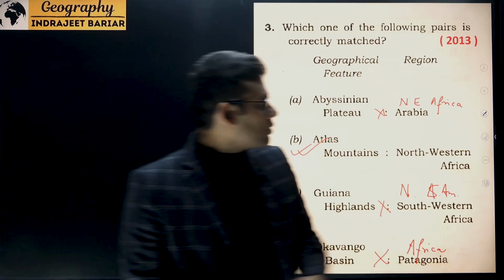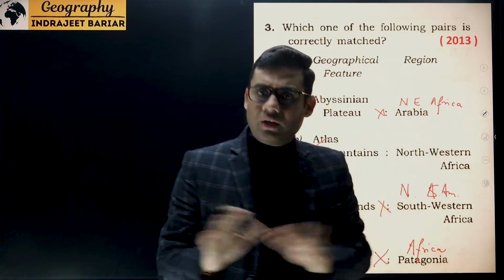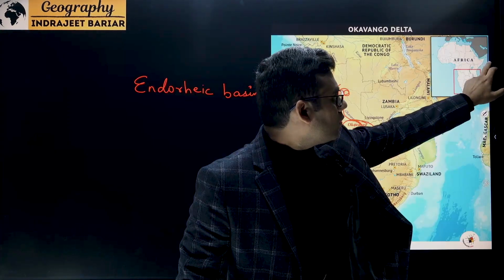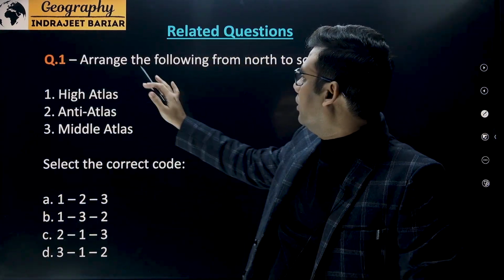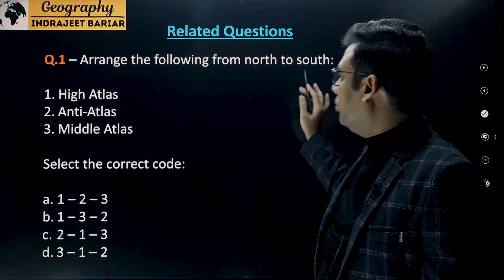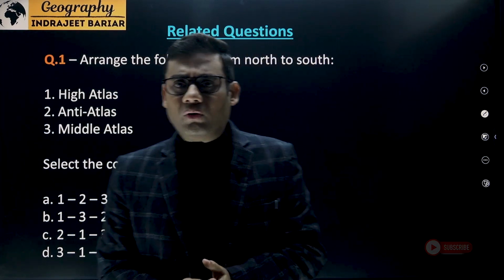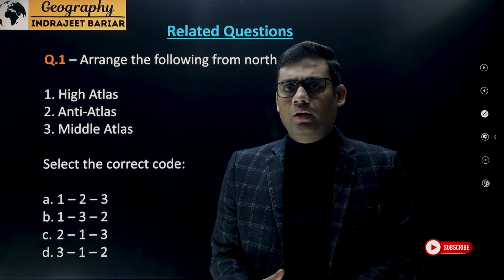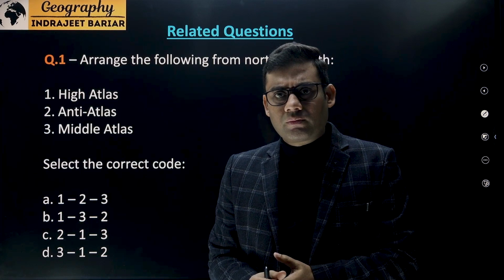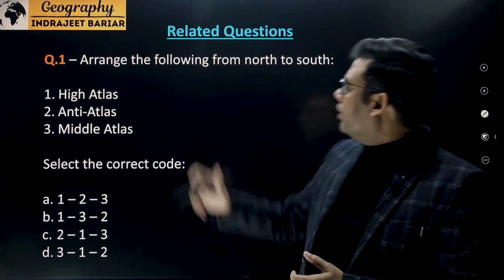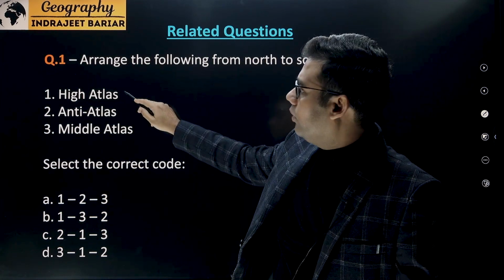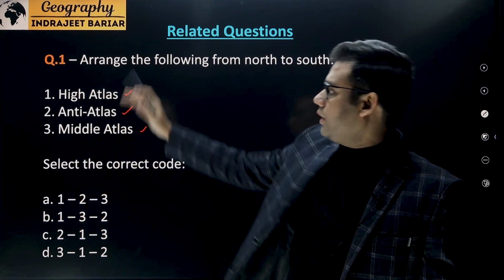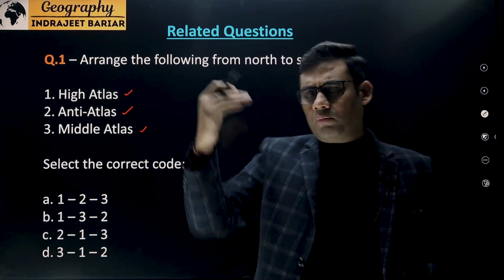Now, based on this, if we talk about certain related practice questions from here, the first practice question I can find is this question: arrange the following from north to south. So with the practice questions, you are going to attempt it by yourself and you can type your answers in the comment boxes. You can discuss it there also. Arrange the following from north to south, and I have given you these different parts of Atlas Mountains. High Atlas, anti-Atlas, middle Atlas, arrange it from north to south.